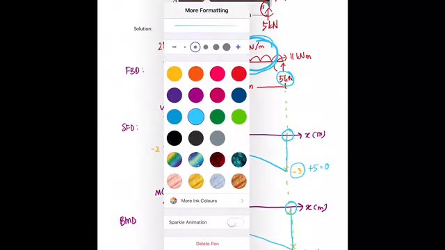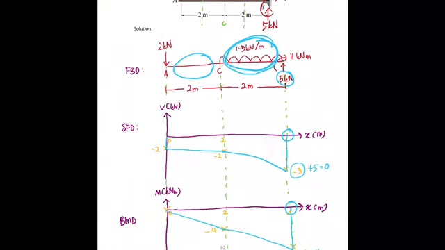And then from here, you have to take out the maximum V, which is equal to the highest value, which is 5 kilonewton. Okay, this is the maximum value, and also the maximum moment is equal to 11 kilonewton meter. This one.